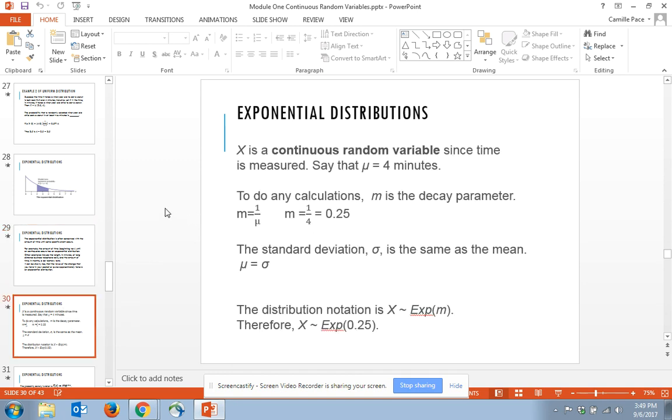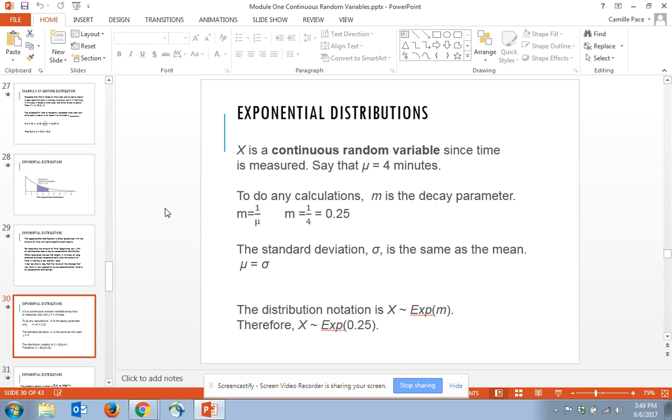So x for exponential distributions is the continuous random variable since we're measuring time. So let's say the mean is 4 minutes. For us, having the mean is the best thing that we need, because from there we can get the decay parameter. m is the decay parameter, and m equals 1 over the mean. So if my mean is 4 minutes, m equals 1 over 4 equals 0.25. The standard deviation is the same as the mean. So that's pretty easy. If the mean is 4 minutes, the standard deviation is 4 minutes.